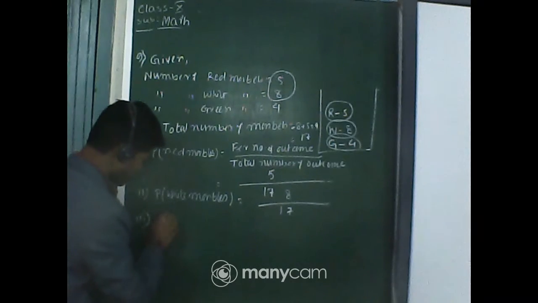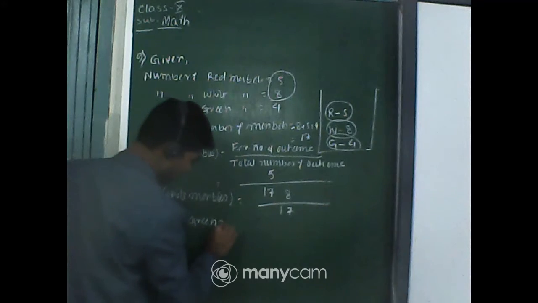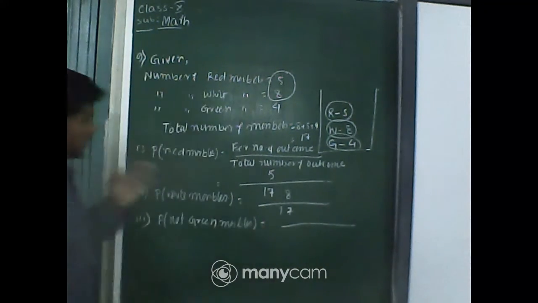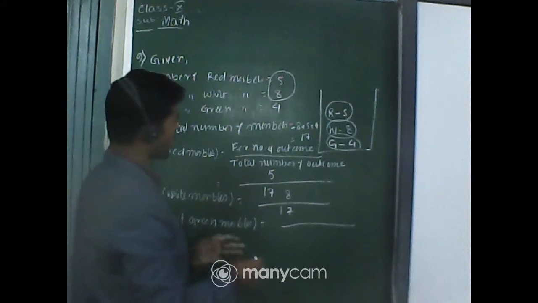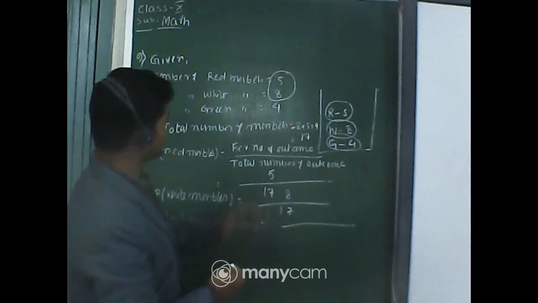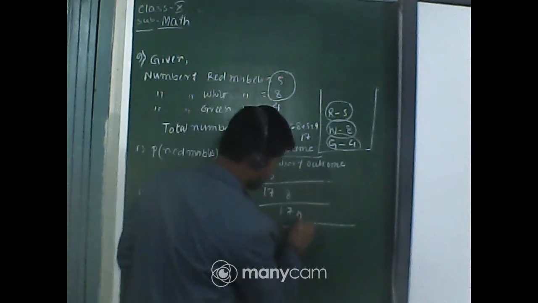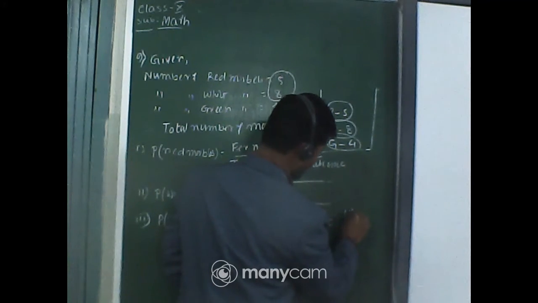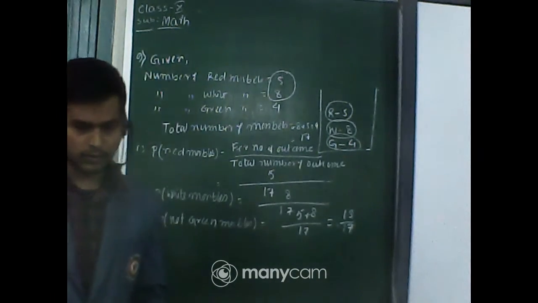So probability of not green marbles. Same formula, favorable number of outcome by total number of outcome. So here the favorable number of outcome means the number of marbles which is not green, so that is 5 plus 8 divided by total number of elements, 17. So 8 plus 5, that is 13 by 17 is the probability.